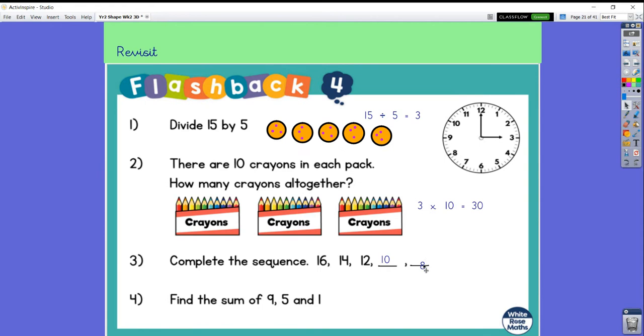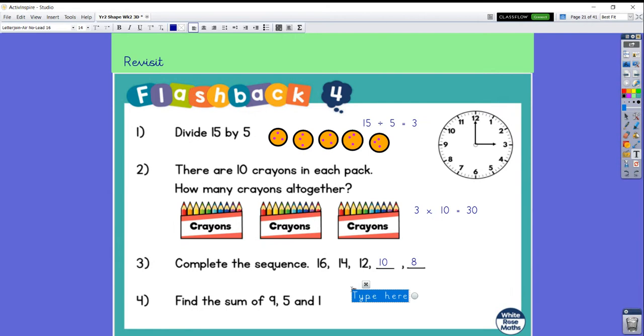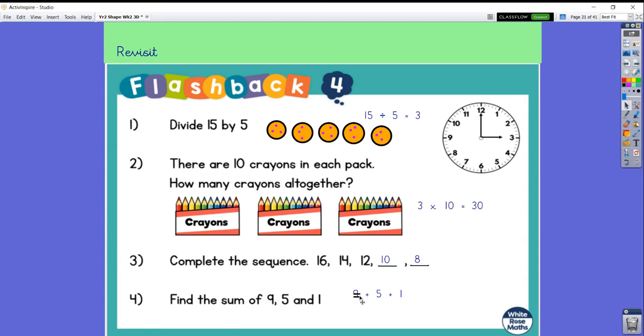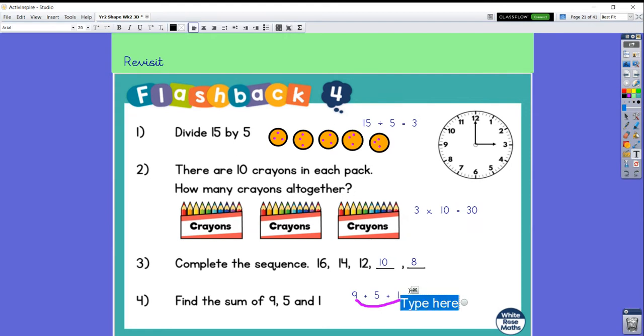Okay, and finally we are finding the sum of 9, 5 and 1. So we are doing an addition sum. We're doing 9 add 5 add 1 equals. Now I can quickly see that 9 add 1 is a number bond to 10. So 9 add 1 is 10, and 5 more gives me 15. So that equals 15. There we go.